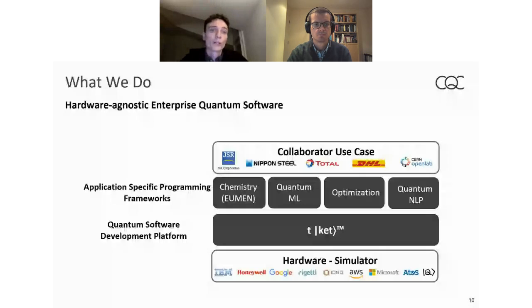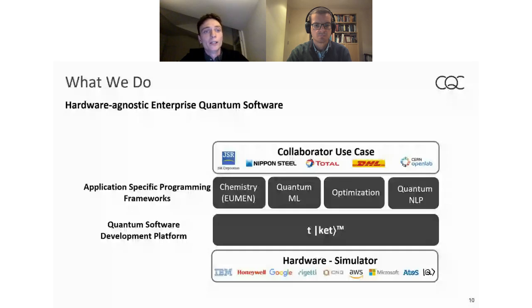With Nippon Steel, we're working on two projects, one around quantum chemistry, so simulating solid-state materials such as iron, and we've published a paper on this and have another one coming out soon. And we're also working on computational optimization, so trying to optimize one of their job scheduling processes on the factory floor. Another long-term collaboration we have is with Total.